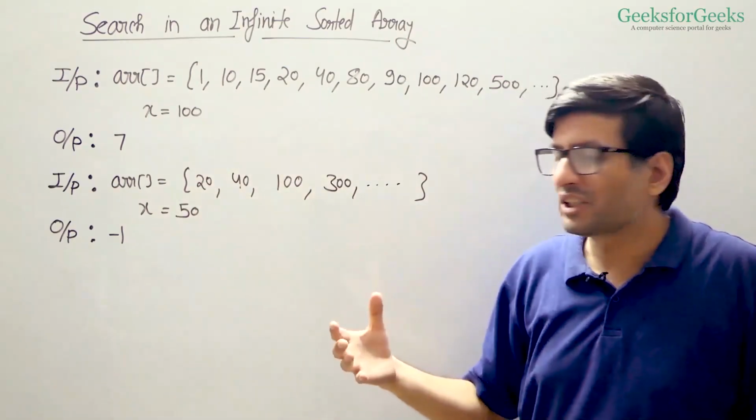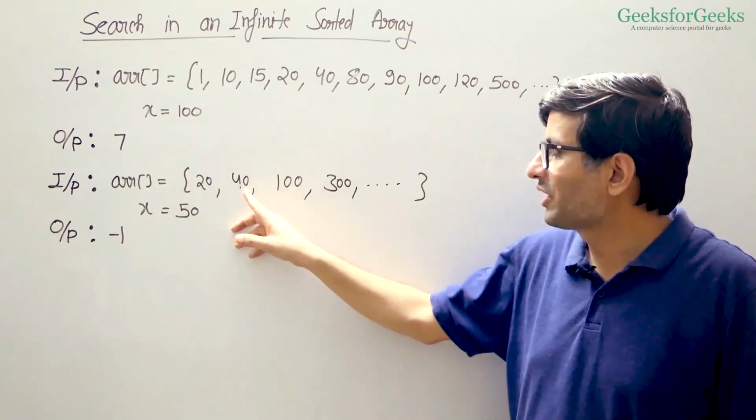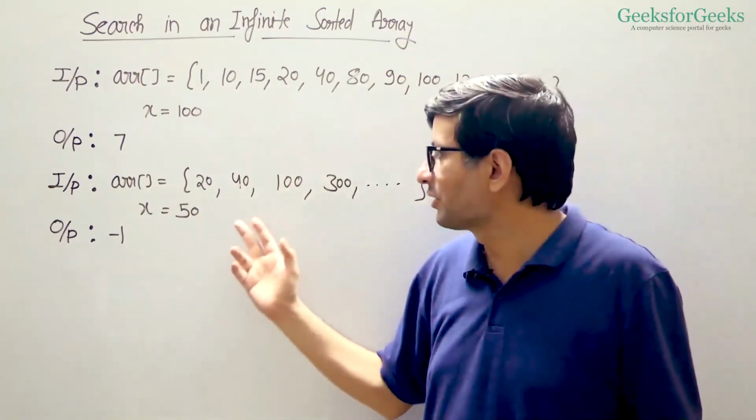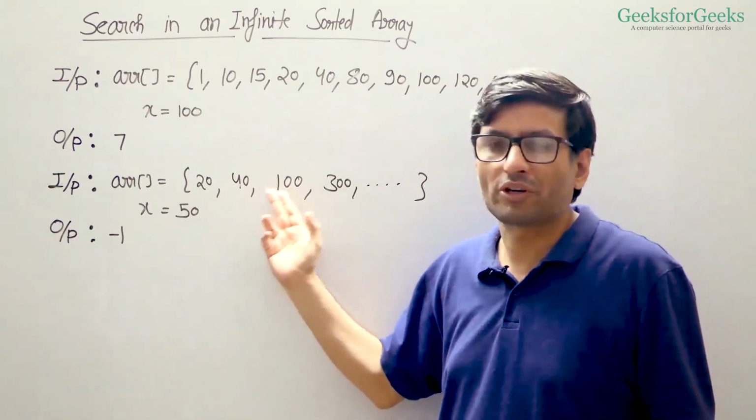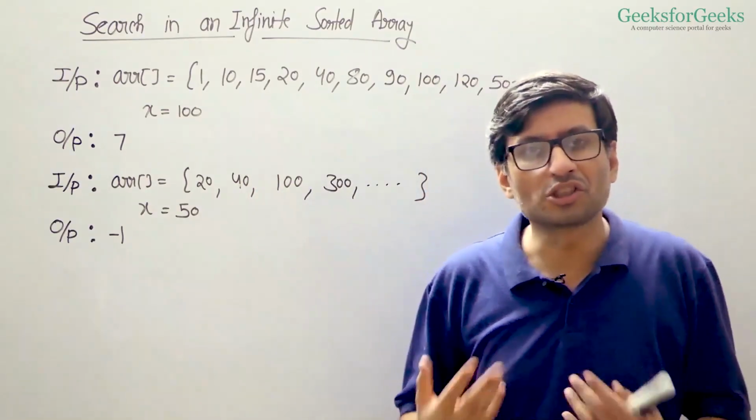We can easily see 50 is not present because 40 and 100 are there and it is a sorted array. So if 50 was there, it must have been there between 40 and 100. So this is the problem.